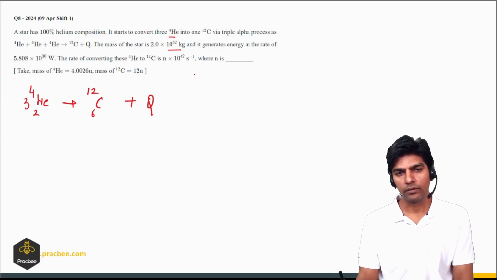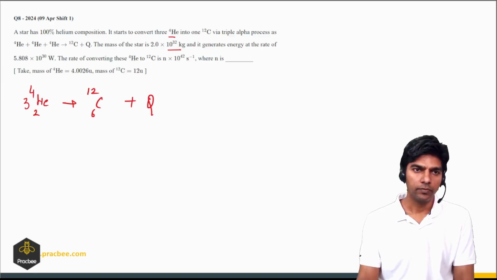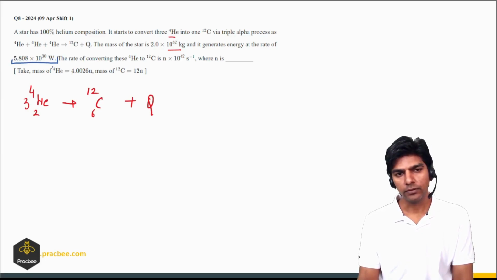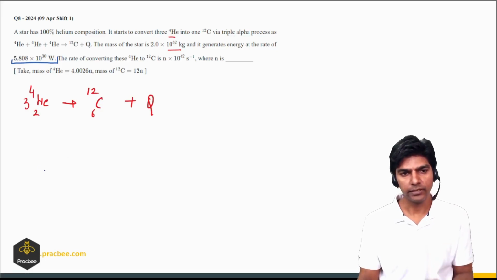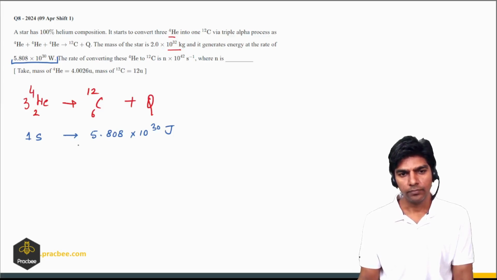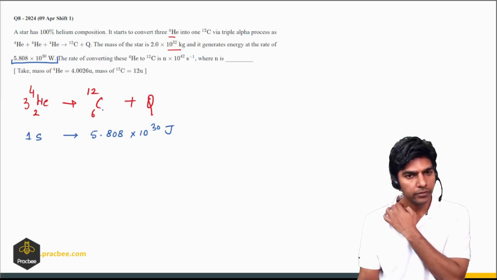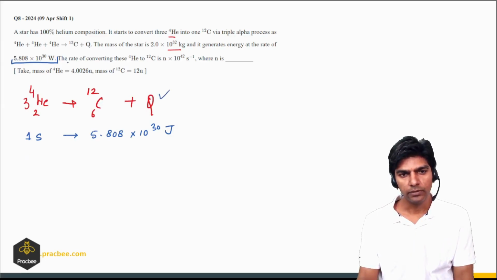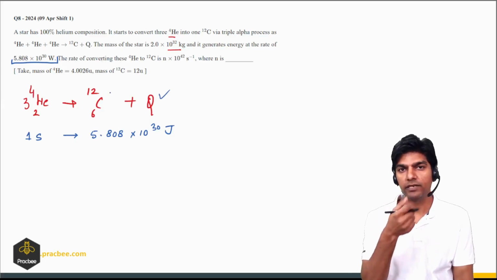So we have to find the n value. What we can do in this case is, we are given power, so from the power we can find the amount of energy being released in 1 second. So in 1 second the energy released will be 5.808 times 10 raised to power 30 joules. And when 3 helium are getting converted into carbon, the Q value of energy is released. The rate of converting is also given. So let us first find the energy released in one reaction.